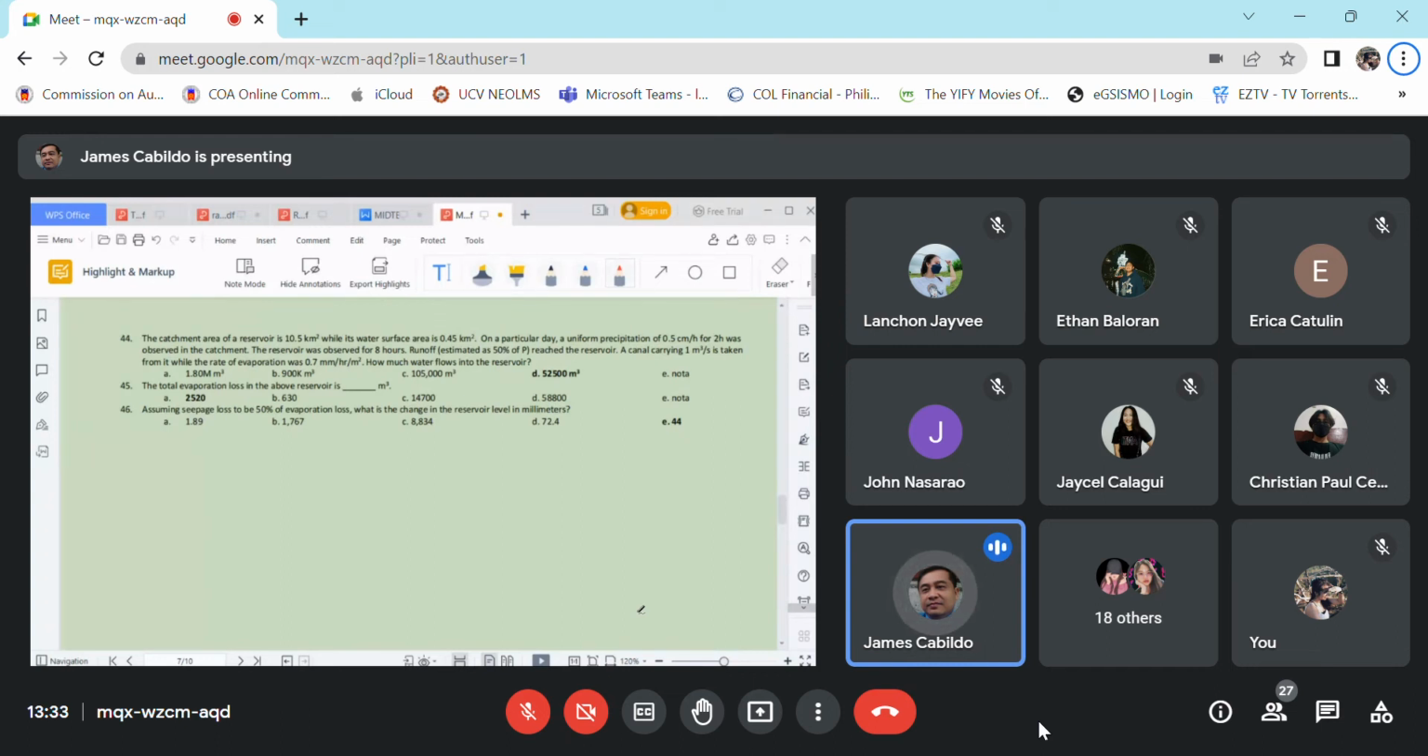Okay, in here, number 44. The catchment area of a reservoir is 10.5 square kilometer, while its water surface area is 0.45 square kilometer. On a particular day, a uniform precipitation of 0.5 centimeter per hour for 2 hours was observed in the catchment. The reservoir was observed for 8 hours. Runoff, estimated as 50% of P, reached the reservoir. A canal carrying 1 cubic meter per second is taken from it, while the rate of evaporation was 0.7 mm per hour per square meter. How much water flows into the reservoir?